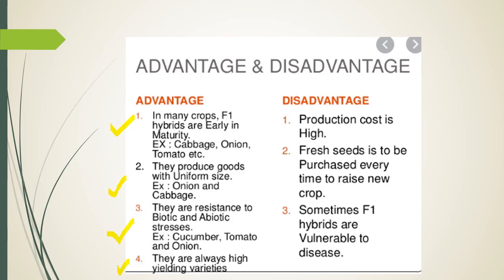Now, what are the disadvantages? The production cost is high. The fresh seeds, we have to purchase, we have to buy every time. Sometimes the F1 hybrids are vulnerable to diseases. So these are the advantages and the disadvantages of cross hybridization.